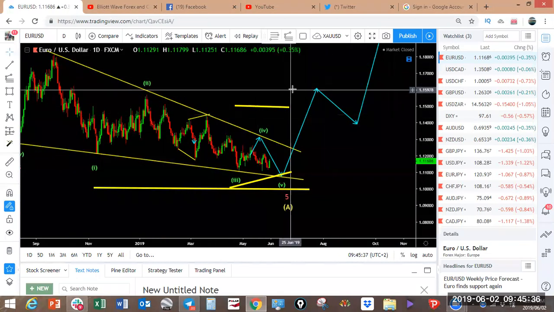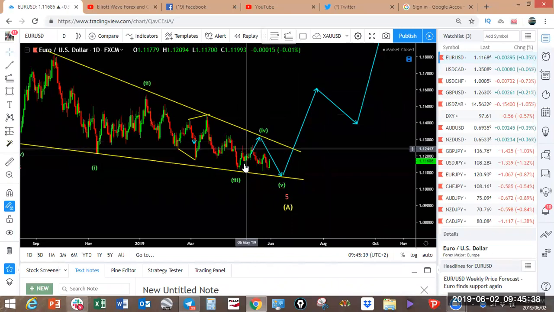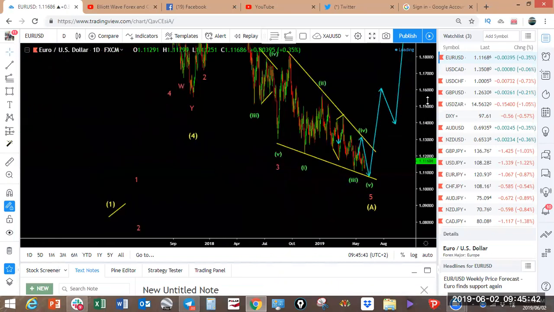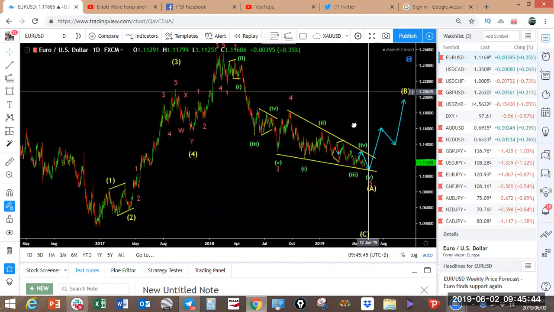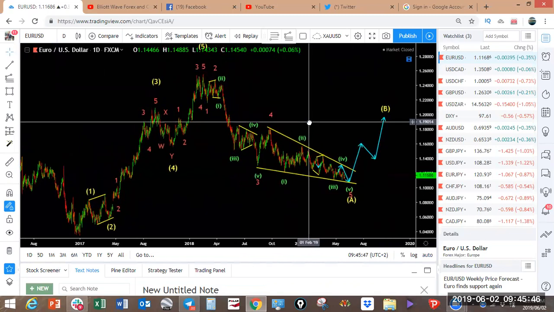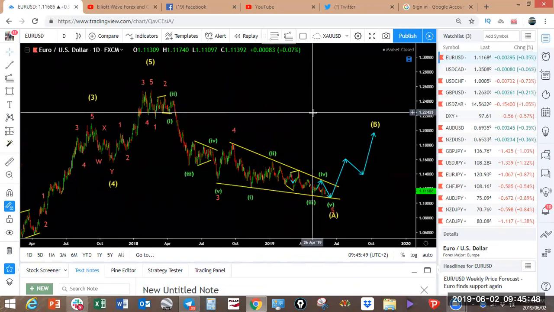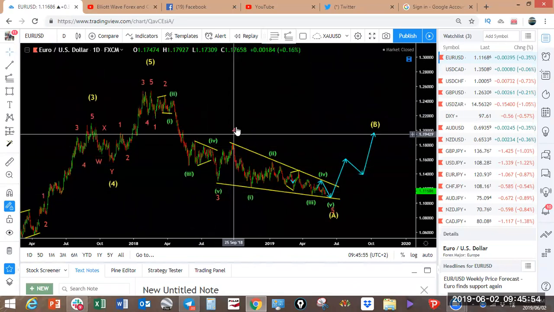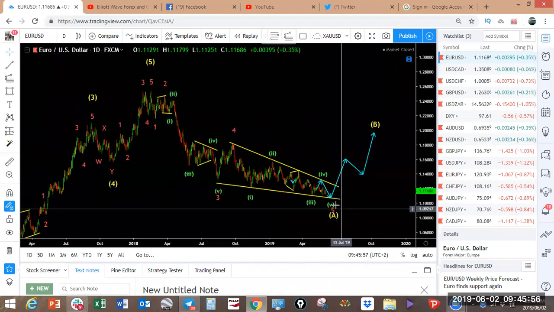Now let's go into the detail of the 4 hour and see what this is playing out as. We're looking at this as a wave 4, last wave 4 of the ending diagonal. So let me just show you the structure here. You can take a snapshot of what the forecast is here. So that is a 1, 2 in red, 3 in red, 4 in red, and then 5 to end the diagonal.